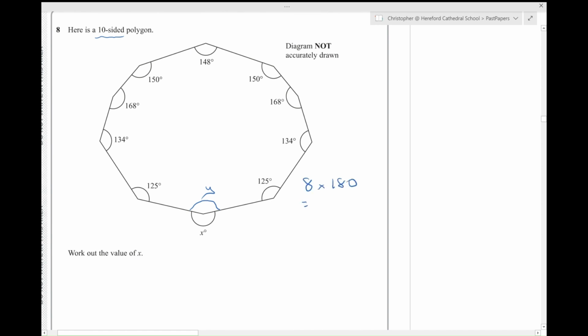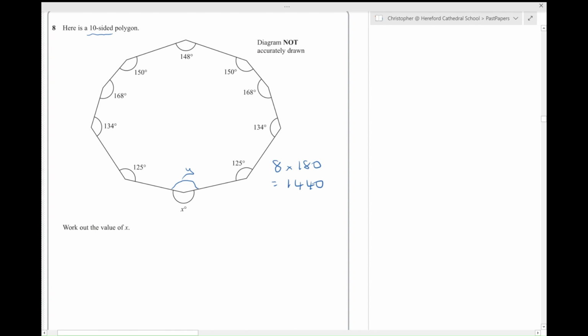So the total of all of the angles, 8 times 180, is 1,440. And so from that, I could subtract all the angles that I know. So I'm going to, on my calculator, add up all these angles without messing it up, I hope.